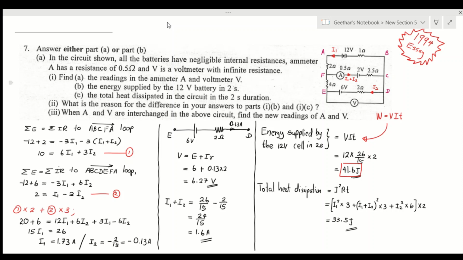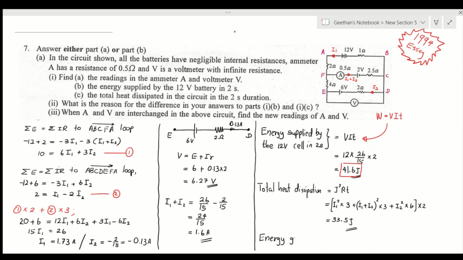So some more energy is being used to charge the 2-volt and 6-volt batteries. So that is the reason why there is a difference in energy, because energy is being used to charge the 2-volt and 6-volt batteries. So we can write that here.